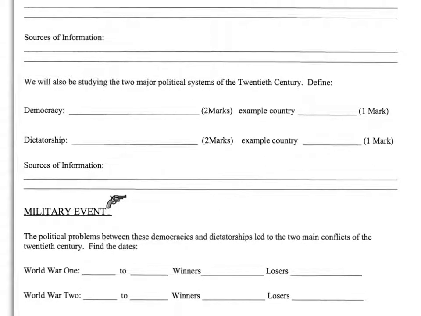Political systems and how they've dominated the 20th century are also important in this particular activity. I'd like a definition of the two most important types, democracy and dictatorship, with examples, please. Again, followed up with information to explain where you got your evidence from.